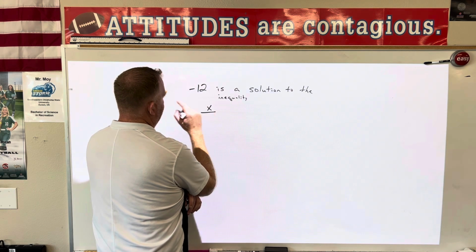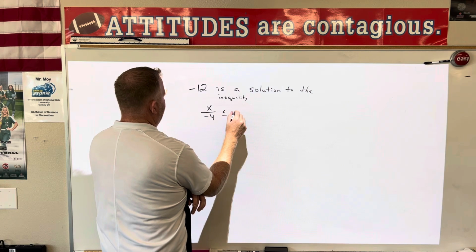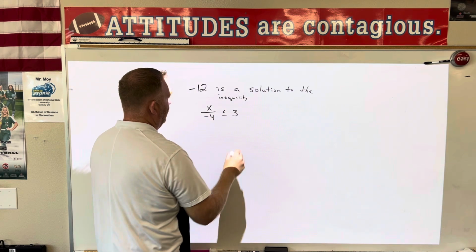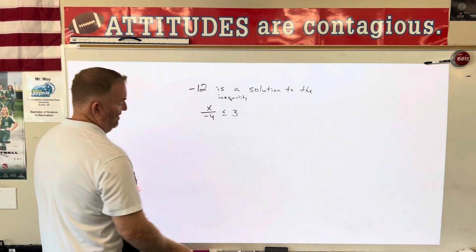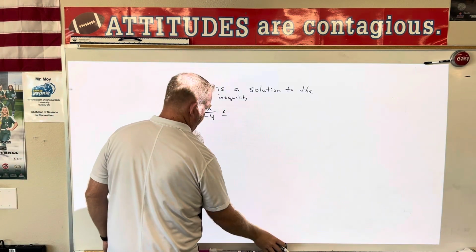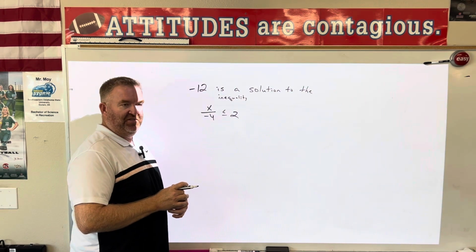X over -4 is less than or equal to 3. Okay? Or let's say 2. Let's say 2. And they're going to ask you, is it true or false? So you need to determine this.